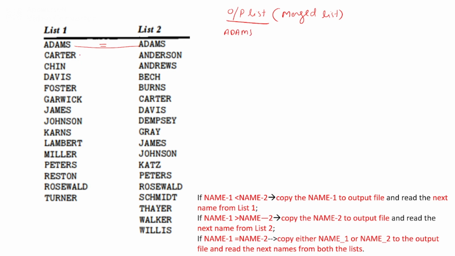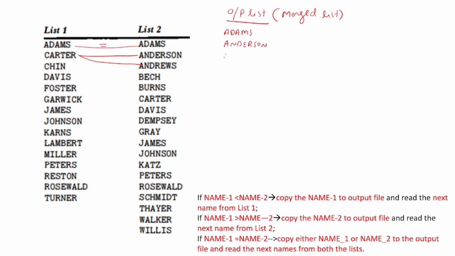Next, I am going to compare Carter and Anderson. Carter is greater than Anderson, so go for the second option: copy name 2 to the output file. Name 2 is Anderson, I will copy that, and read the next name from list 2. Now Carter and Anderson get compared. Anderson is less, Carter is bigger than that, so copy name 2 once again.